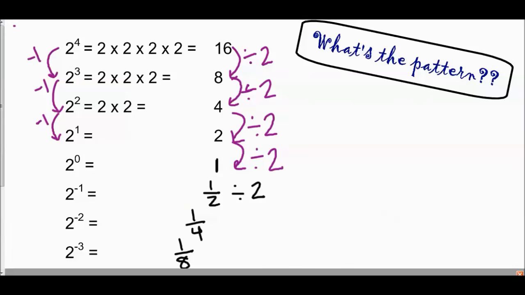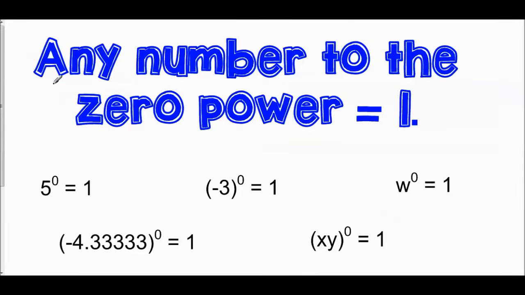So let's sum up what we see. First, any number to the 0 power equals 1. It could be 5 to the 0 power, it's 1. Negative 3 to the 0 power, it's 1. W to the 0 power, it doesn't matter what W is, it's going to equal 1. Negative 4.333333 to the 0 power, it's 1.